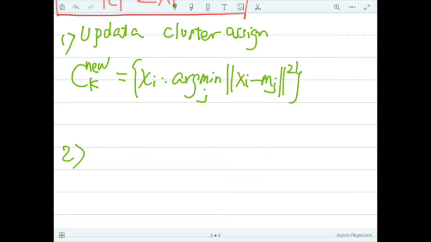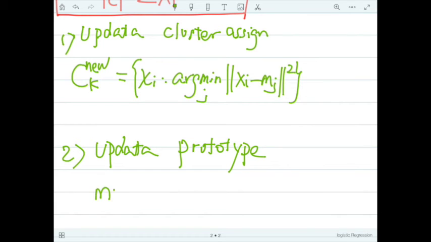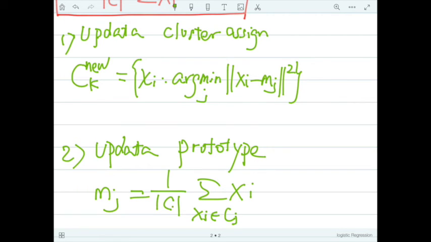Second, after the cluster assignment is updated, we update the prototype. This is simple. We just need to find the right prototype for each cluster. As I just said, the right prototype will minimize the distance for all data points in that cluster to the prototype. To do that, we simply just need to do this, where xi is from that cluster.